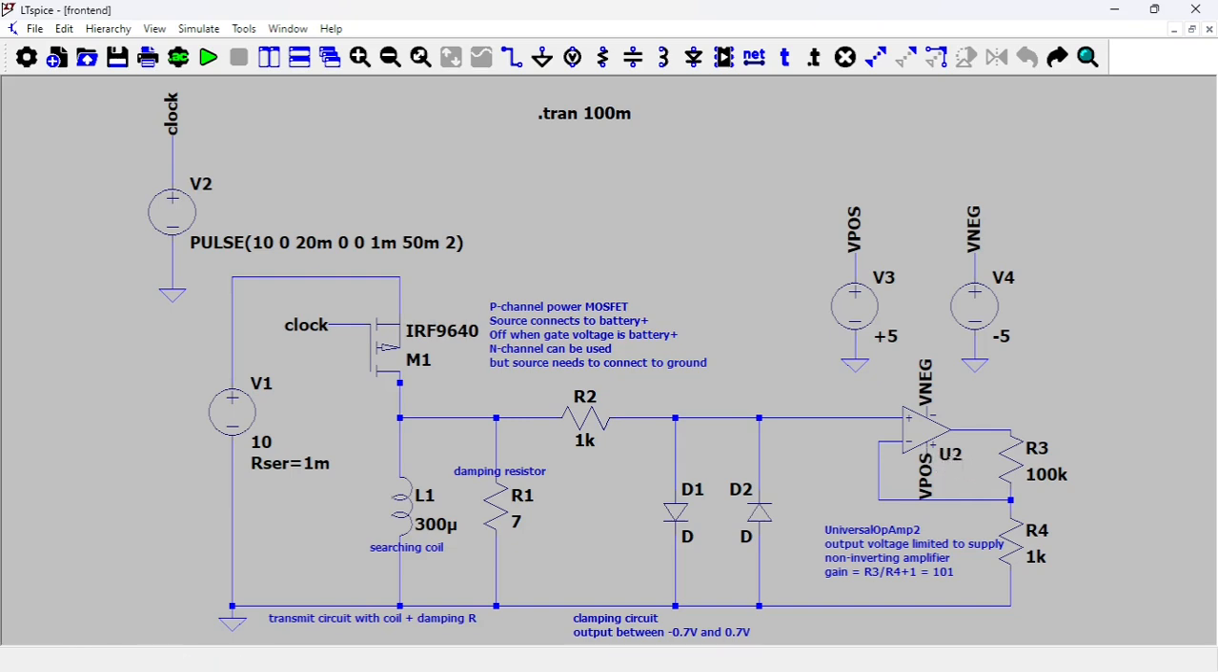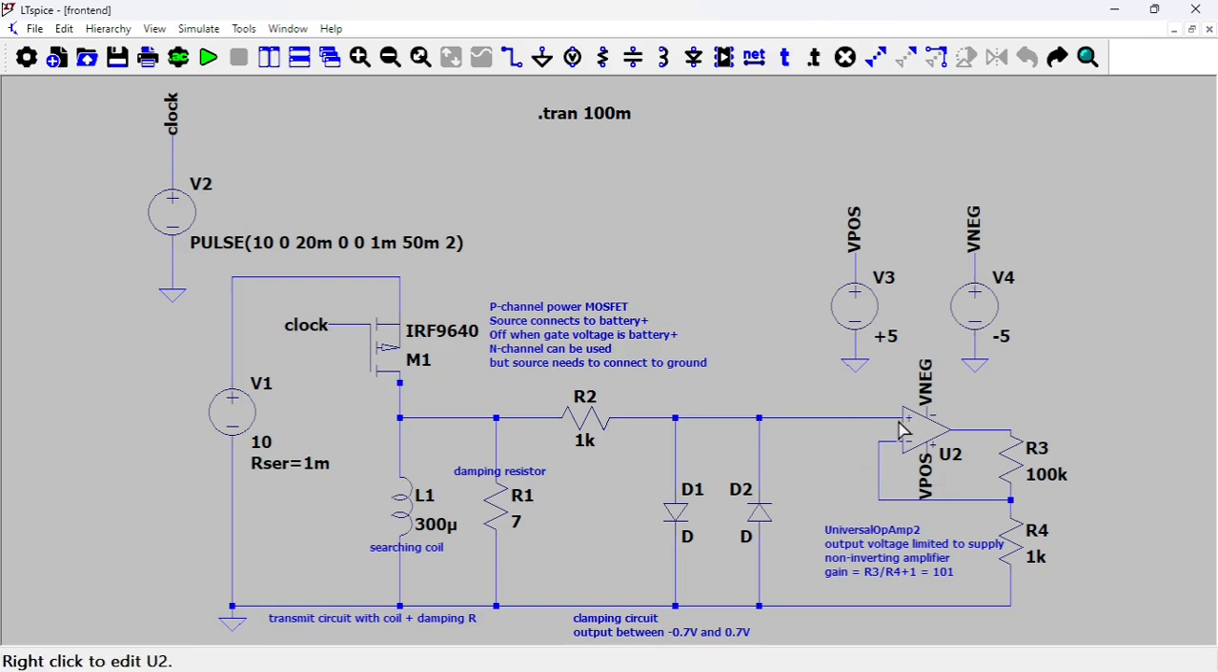For the preamp, I just use in LTspice what's called a universal op-amp 2. And with that model, the output voltage is limited to the supply, I mean, whatever you put on the rails. So here on the rails, I'm putting plus 5 on the positive and minus 5 on the negative. So my output is going to be limited to those values.